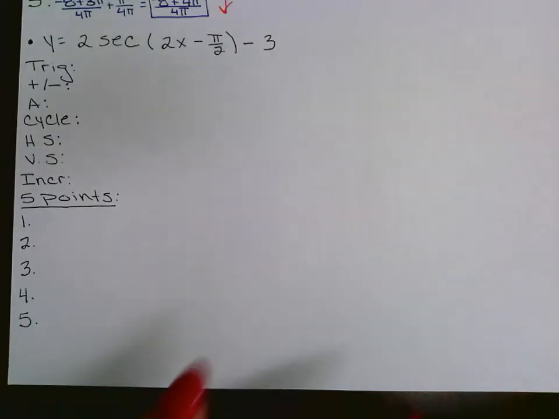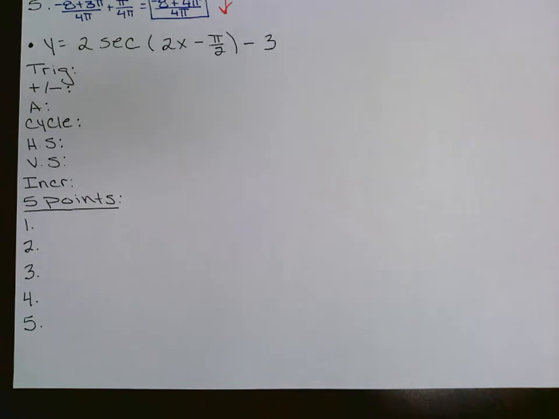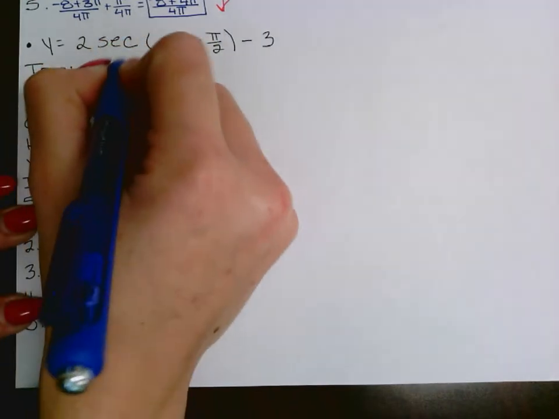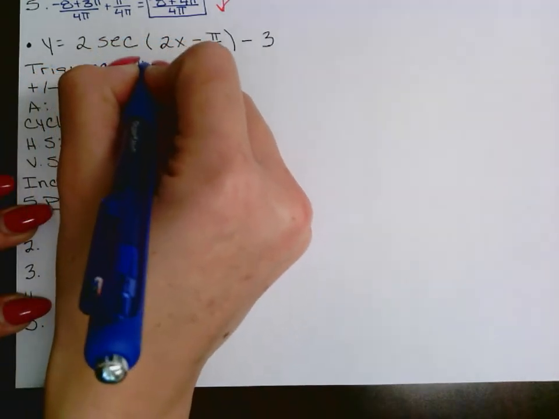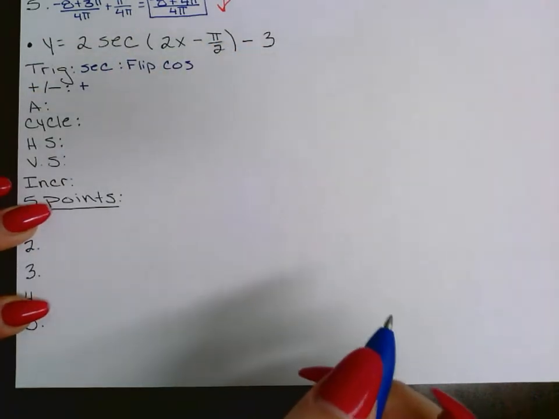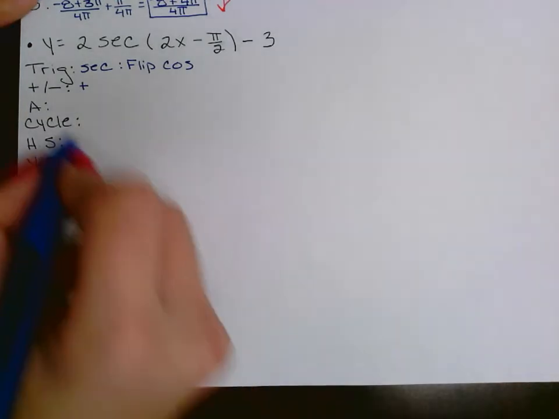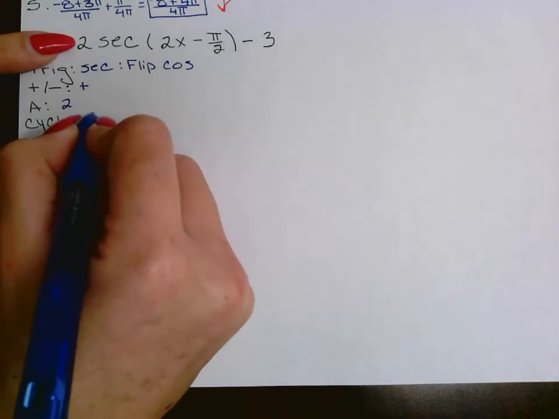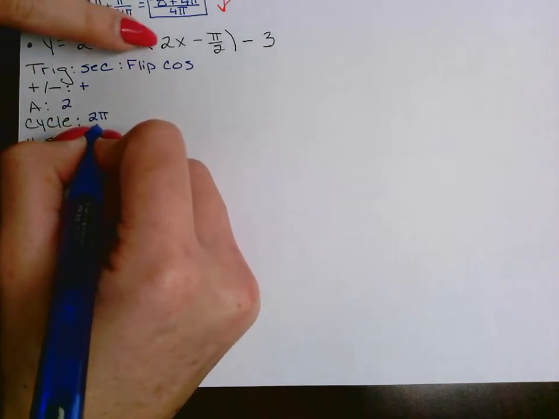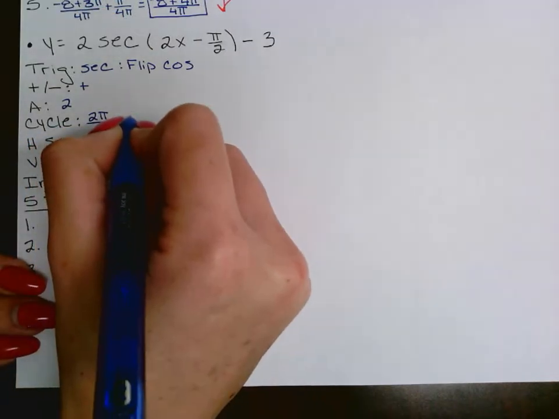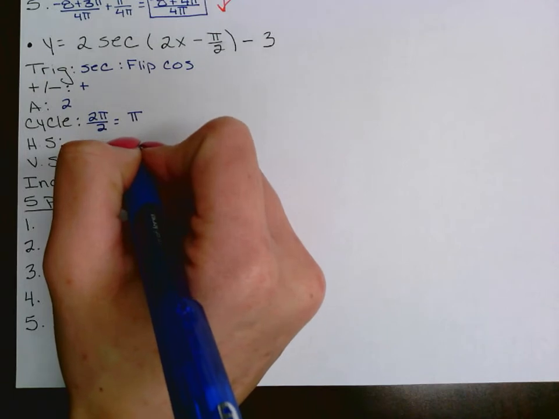All right, so let's check out this secant graph. So because secant is the reciprocal, the flip-flop of cosine, we're going to end up drawing a cosine graph. And it's positive, so we're going to draw a positive cosine graph. Amplitude is 2. Cycle is 2 pi divided by b. My b also happens to be 2. Those 2's reduce, and I just end up with pi, okay?